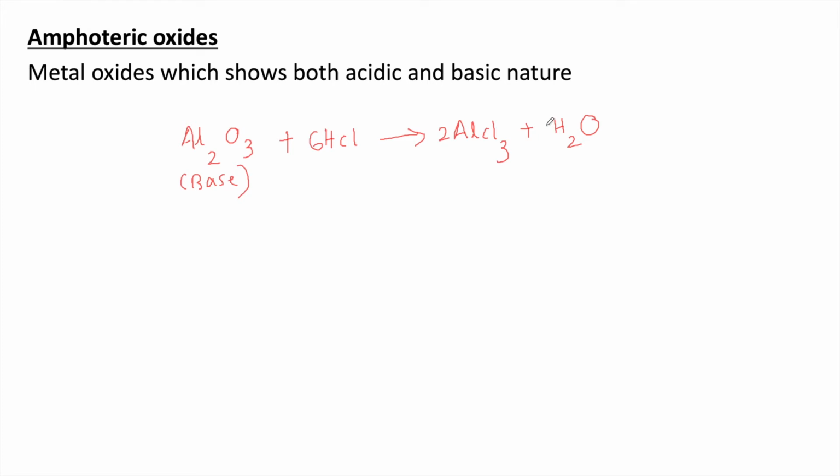6HCl, 3H2O. Okay. And again Al2O3, it shows the properties of acid also. If it is an acid, then it can react with base NaOH. Then it will form a salt.